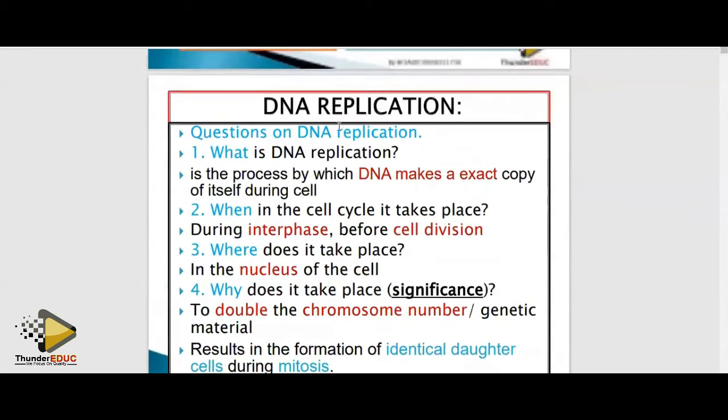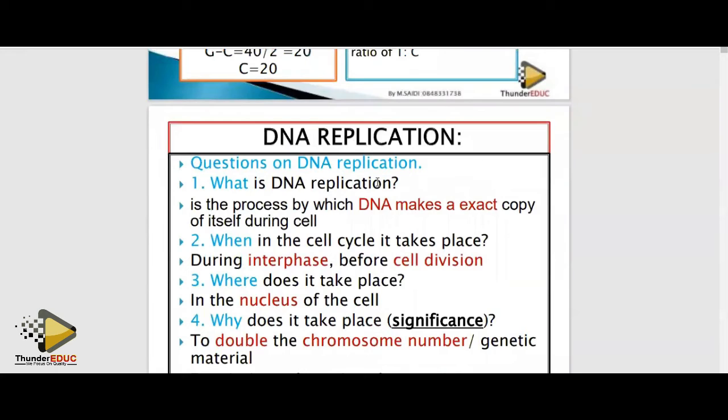So basically, if you look at DNA replication, that's when the cell is growing. It's supposed to grow, and the growth occurs during interphase, before the cell starts to divide. So this can answer our question.